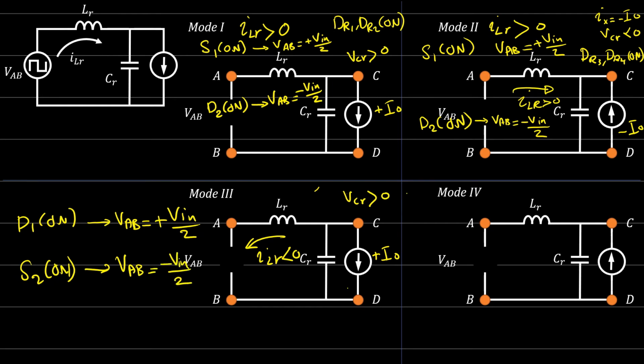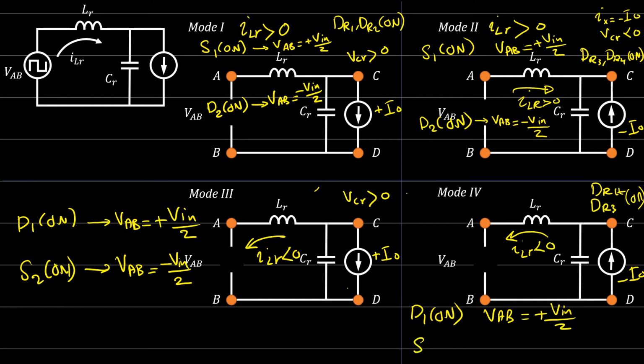For mode number 4, you'll find that here the current is negative, minus I out, VCR is negative, diode 3 and diode 4 are on, conducting, the rectifier, no problems with this. Now here also the current will be negative, ILR is negative, and in this case also diode 1 is on when VAB is positive, and switch 2 is on when VAB is negative.